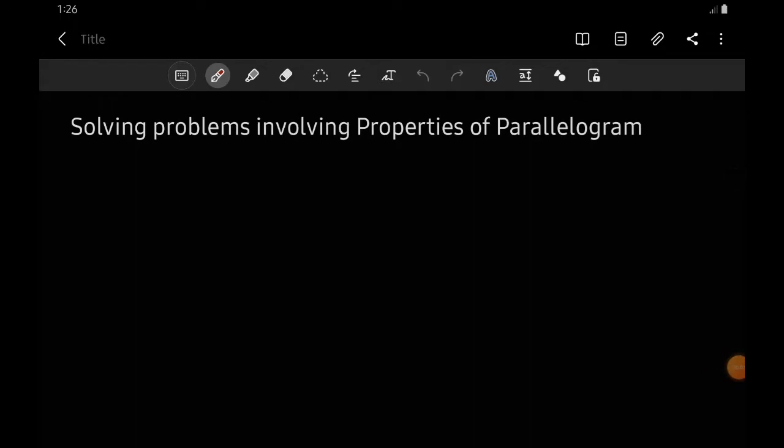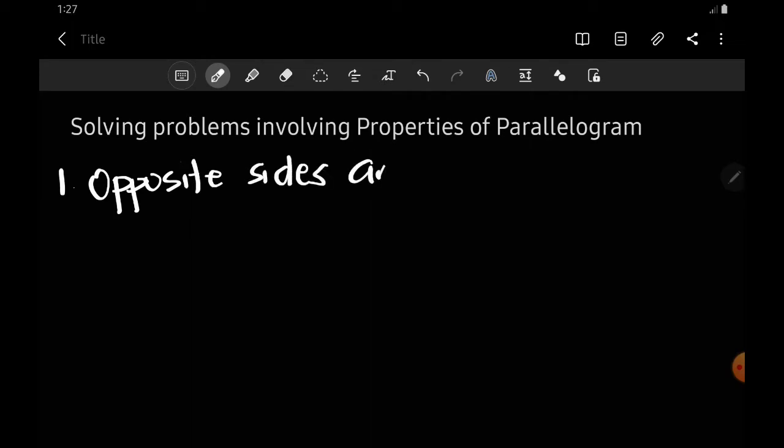Today, we are going to discuss solving problems involving properties of parallelogram. But before that, let us have a short review of the properties of parallelogram. So first, we have opposite sides are congruent. So I'm just going to use the symbol of congruent.